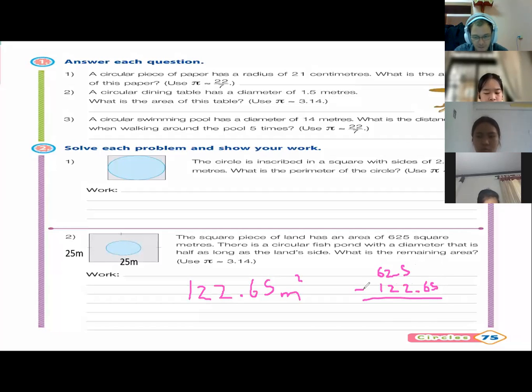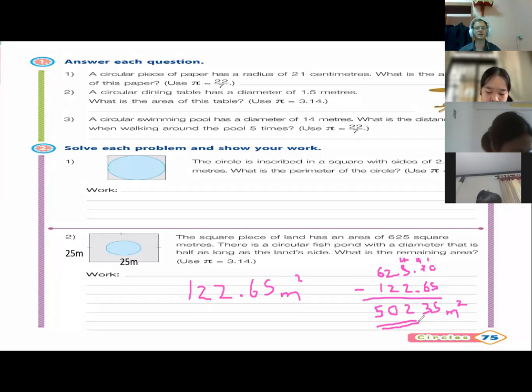And we minus. So if we go minus here, it's going to be a 4, 1, 0. It's going to be a 9, a 1. It's going to be 5, 3, 2, 0, 5 square meters. Final answer, 502.35 square meters.